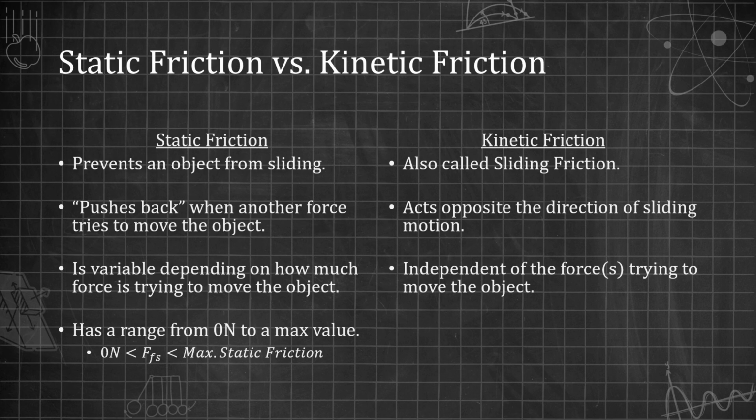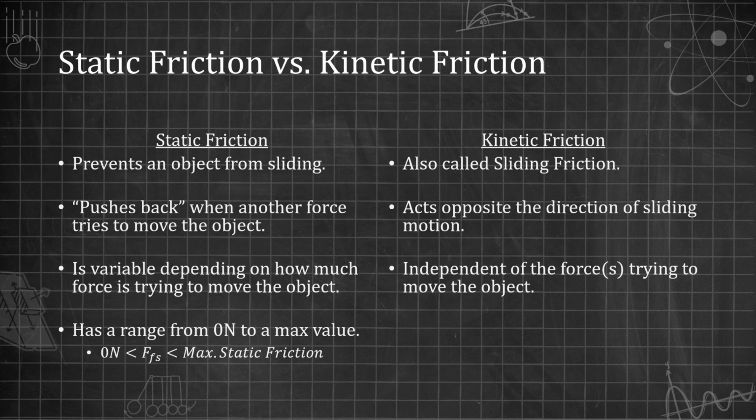So there's two main types of friction that we're going to go over in this course. There's static friction and kinetic friction. So static friction is the friction that stops an object or prevents an object from sliding in the first place. It essentially pushes back when another force is trying to move it. And it's a variable force, meaning the more you try to push an object, the more static friction it's going to push back. But it has a range.